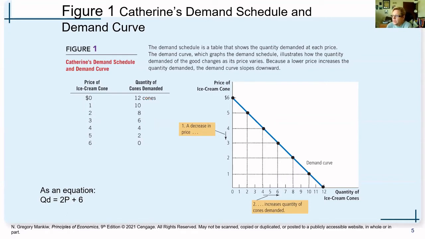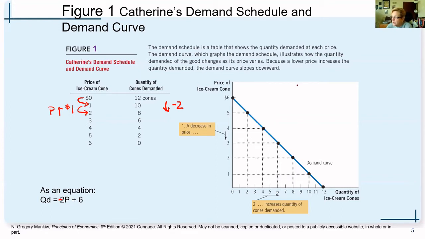All right, so we can look at it as an equation. We can look at it as a schedule. Now, if you're looking at the schedule, I want you to think incrementally or at the margin. You remember from chapter 1 that economists like to look at the margin. Notice as the price increases by $1, what's happening to her quantity demanded? It's decreasing by 2. By the way, this equation is wrong. It should be -2p.